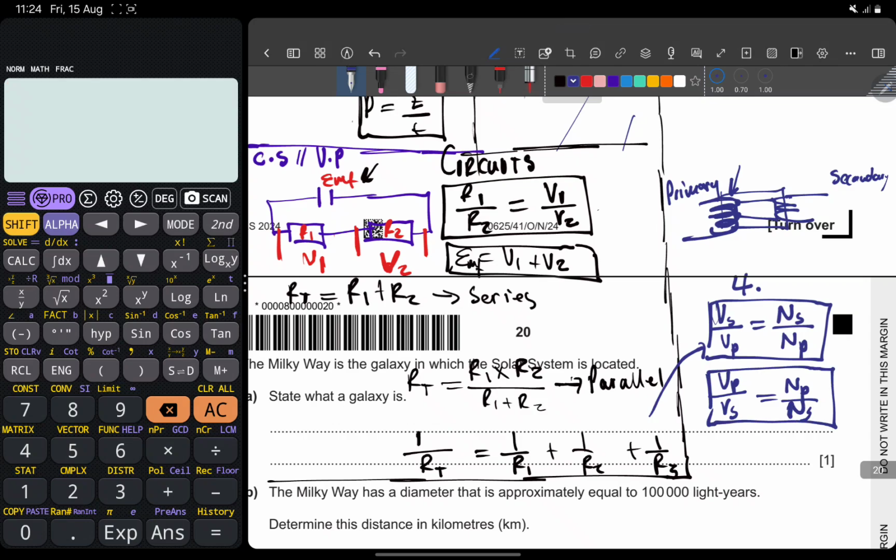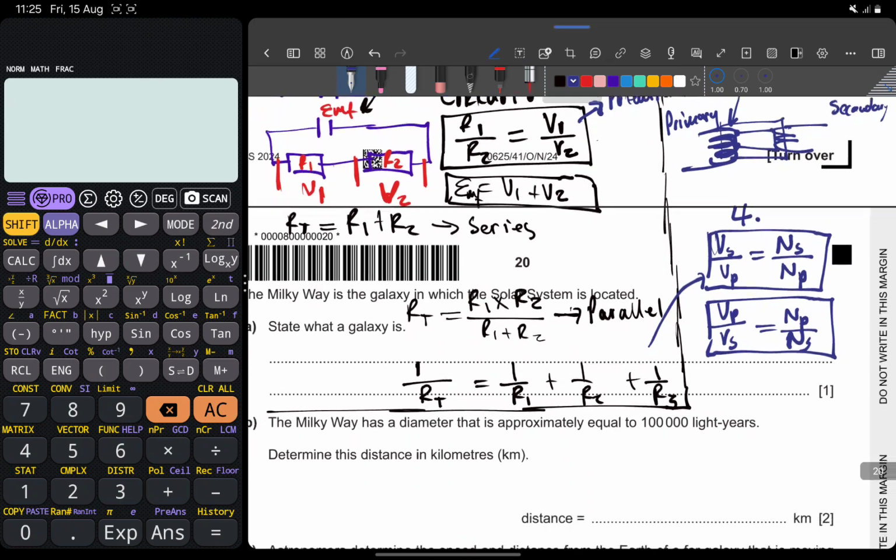It's the same as what? As this one. And what did we call this? Do you remember what we called it? The potential divider. So this is the potential divider rule. It's the relationship between R and V, R and V for the potential divider. Remember that. But for transformers, it's now voltage and the number of turns.